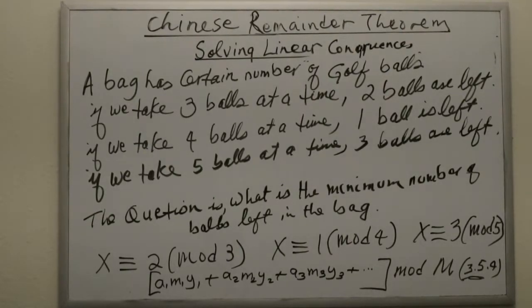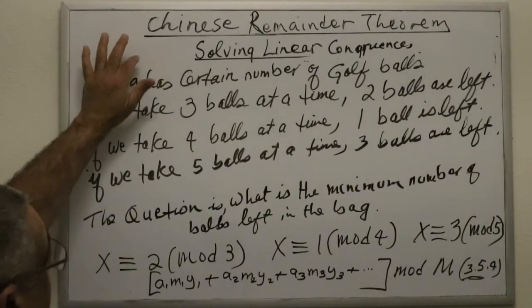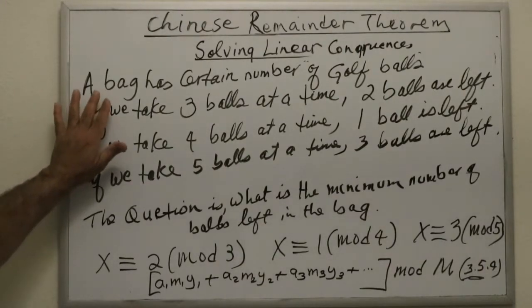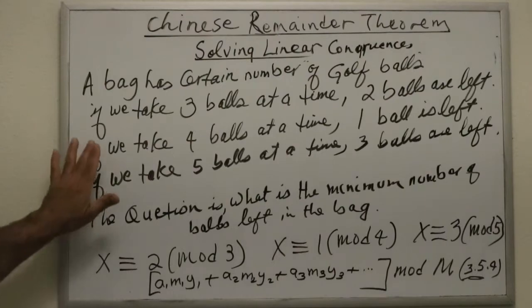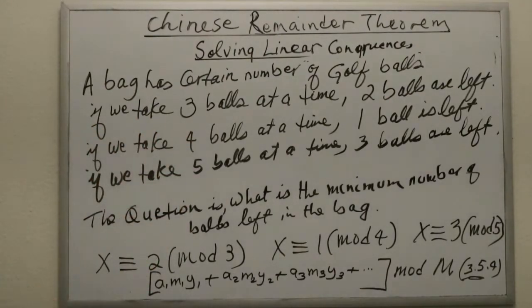This algorithm is on solving linear congruency using the Chinese remainder theorem. So let me go through a scenario. You have a bag of golf balls. How many bags of golf balls? We're not sure. We don't know how many got. But if we take 3 balls at a time, we have 2 left.